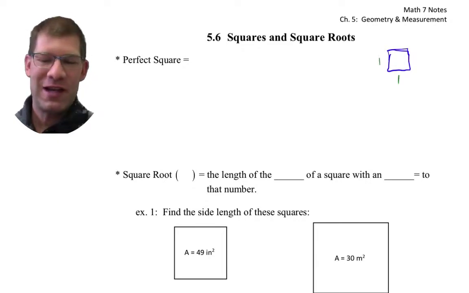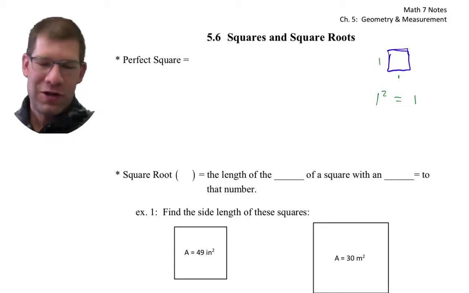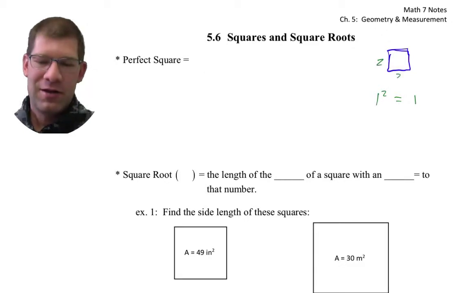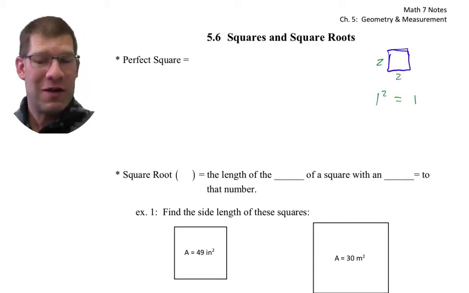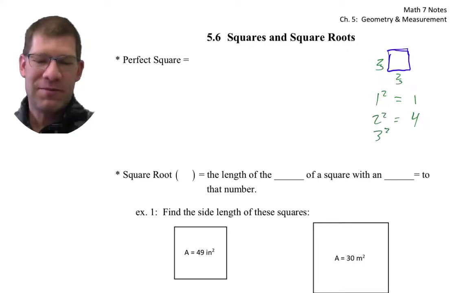But if I were to say each side of this is a 1, if I wanted to find the area of that square, I'd have 1 squared, or 1 times 1, which is 1. I could change those to 2's, and now if each side is a 2, 2 times 2 is going to be 4. So 2 squared is 4. If I were to make both of those sides 3, 3 times 3, or 3 squared, is 9.